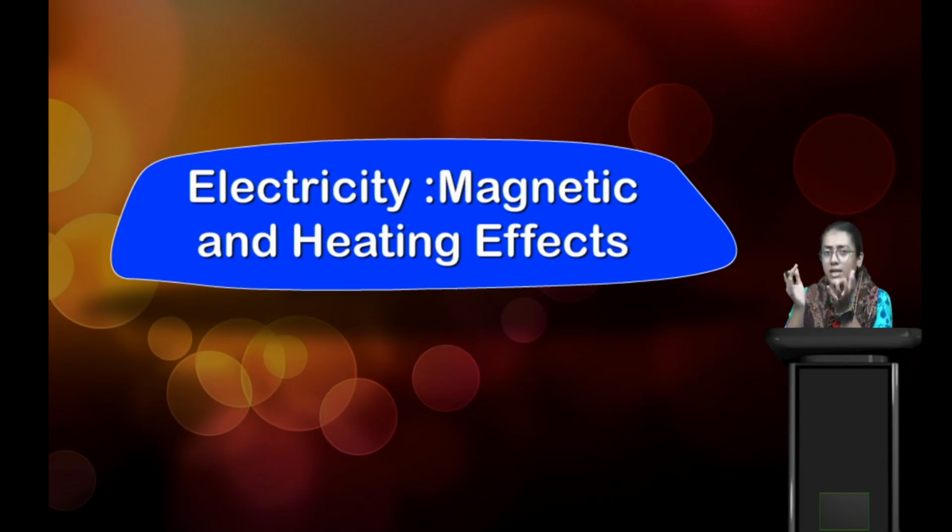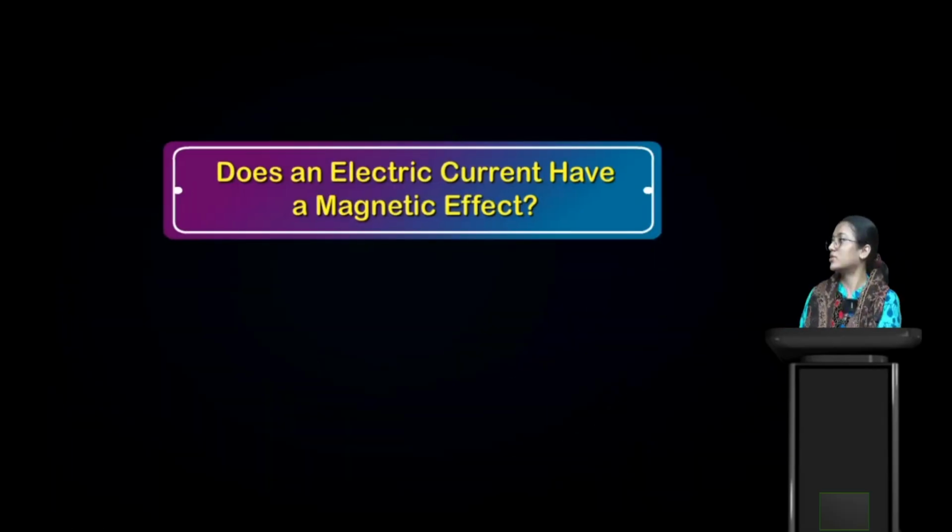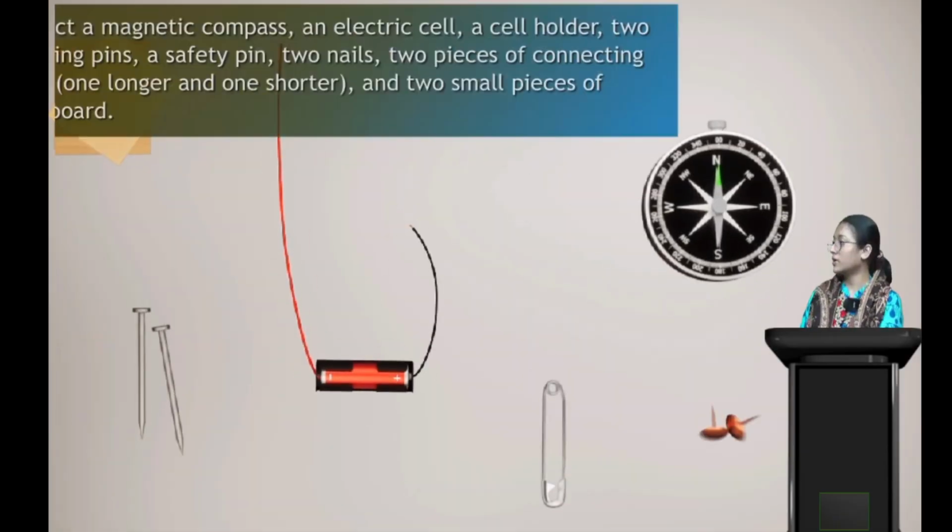Actually, we have already studied this; we are just going to revise it. So, what are we going to learn? Does an electric current have a magnetic effect? Whenever the current is flowing, is there something which generates a magnetic effect?